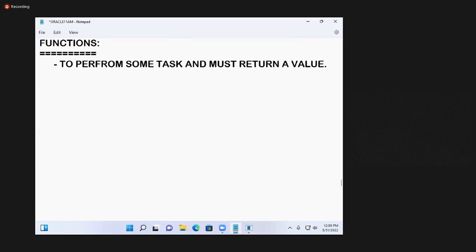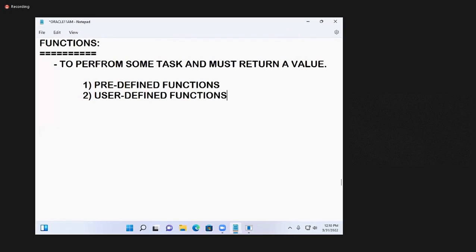So in our Oracle, guys, there are a few types of functions. The first one is called predefined functions. So predefined functions is the first category. And the second one we have here is user-defined functions.